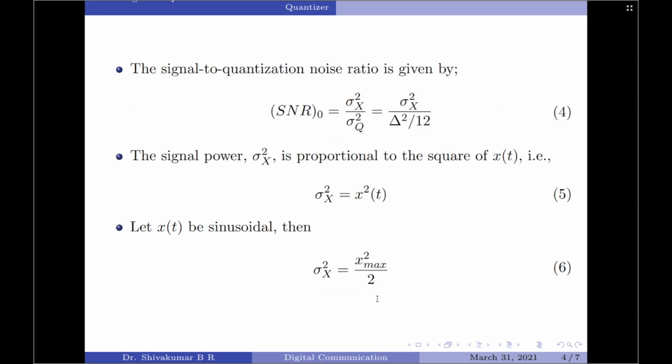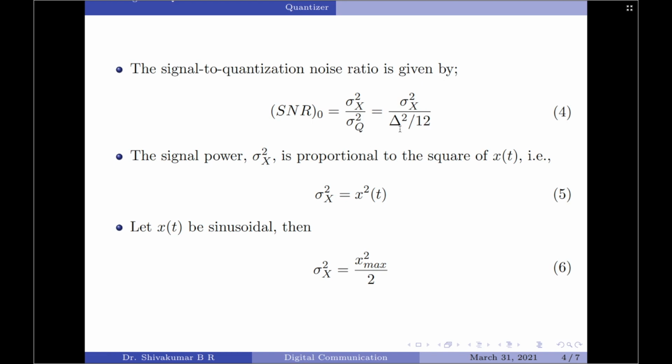Continuing, we will now write an expression for the signal to quantization noise ratio, which is given as SNR output equals sigma x square divided by sigma q square, which equals sigma x square divided by delta square divided by 12. This derivation was done in one of my previous videos, on the topic quantization noise and signal to noise ratio. I would like to request you to kindly refer to that video for more information on this derivation.